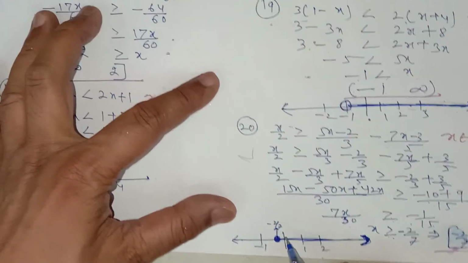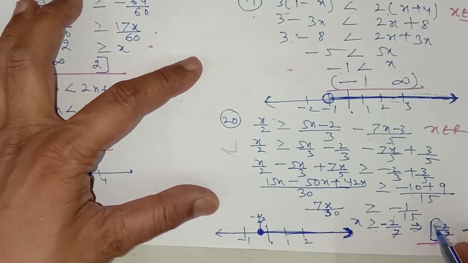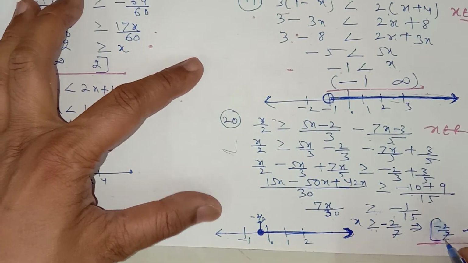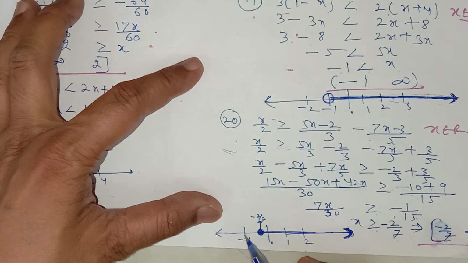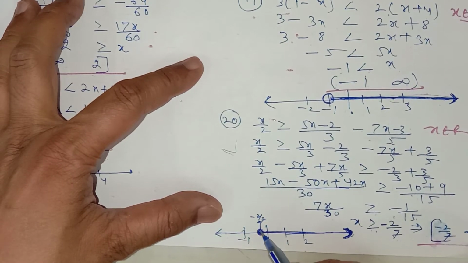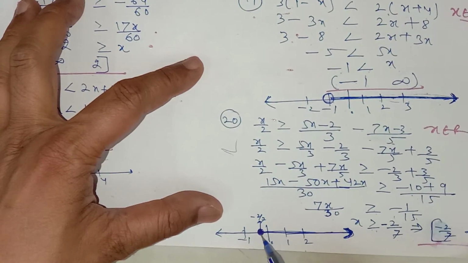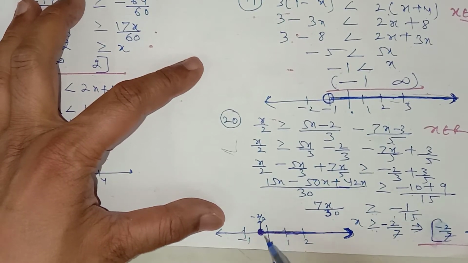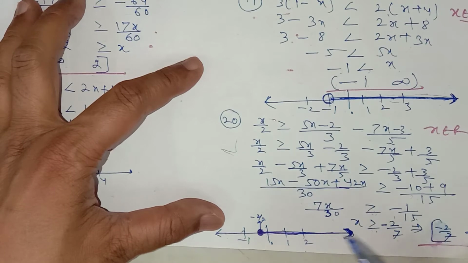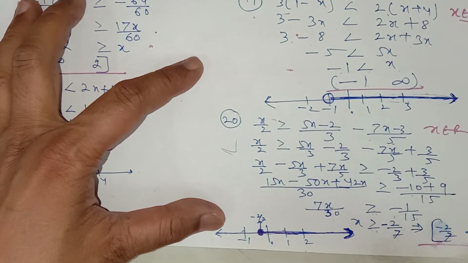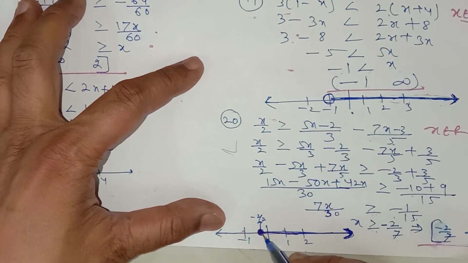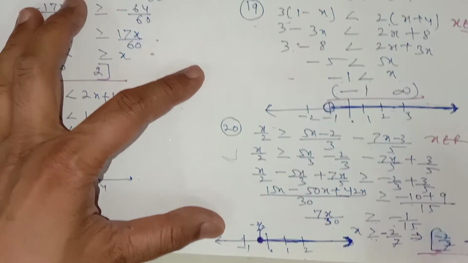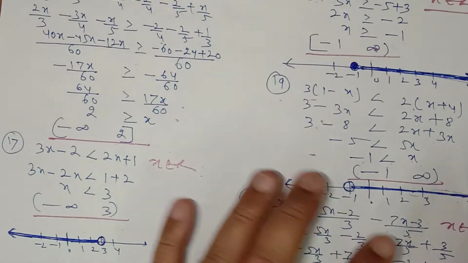So mark on the number line, you have to mark the approximate value, because minus 2 upon 7 is a very small negative value. So 0, 1, 2, minus 1 and so on. So minus 2 upon 7 is somewhere here, and you have to mark a dark circle. Dark circle means the equal sign is there. It means it includes minus 2 upon 7. Minus 2 upon 7 is approximately minus 0.3. So minus 0.3 will be here. Toward the right hand side, you have to dark the line as well. So this is question number 20.